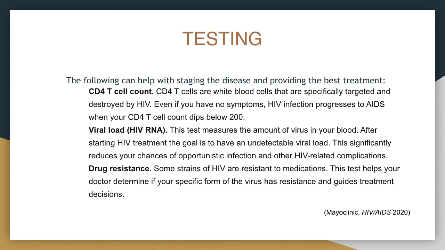The viral load, or HIV RNA test, measures the amount of virus in your blood. After starting treatment, the goal is to have an undetectable viral load. This reduces your chance of opportunistic infections and other HIV-related complications.